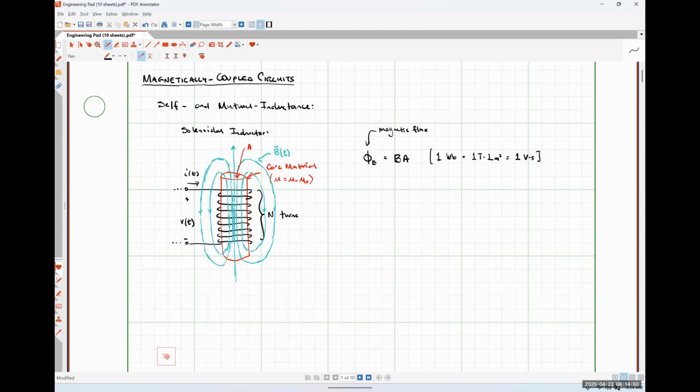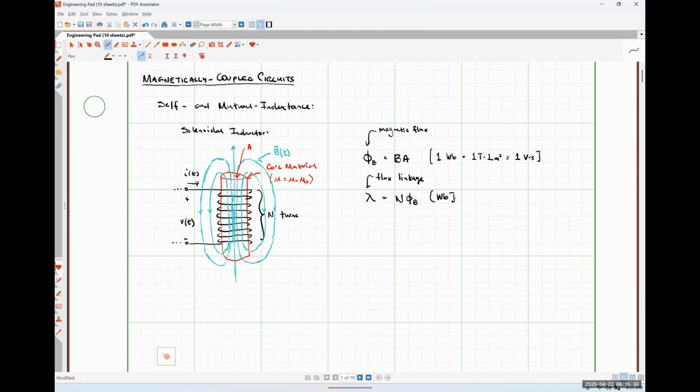Now, I'm going to define what's called the flux linkage as simply the number of turns multiplied by the magnetic flux. And so flux linkage is a quantity that's simply measured in Webers, because it's just however many turns we have times the flux. So it's just a number times flux measured in Webers, which gives us an answer that is in Webers. Okay.